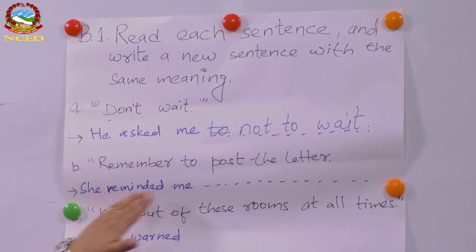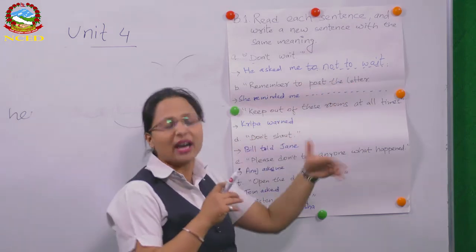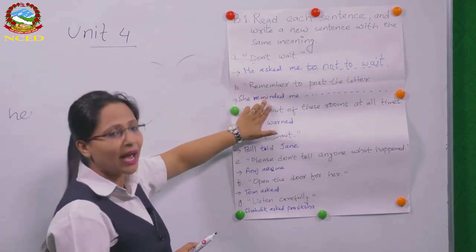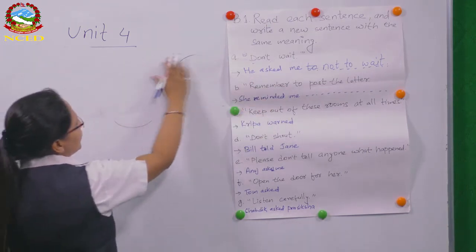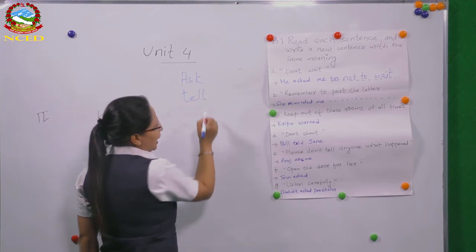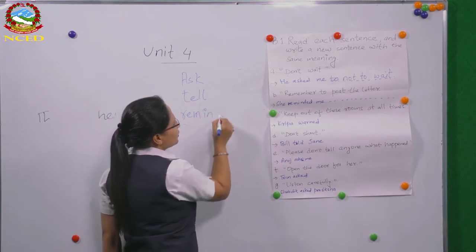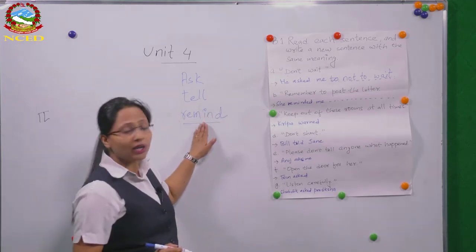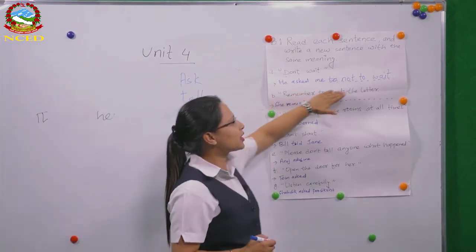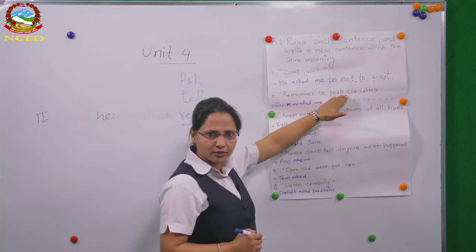And again, the reporting clause is already there. Remember to post the letter. It shows that somebody is reminding somebody to post the letter, right? So the reporting verb here is remind. Before we had said that we can use ask or tell as the reporting verb, right? Now there is one more verb, remind. So what reporting verb you use in the indirect speech depends upon what kind of command you are reporting. Okay? Have you understood this?